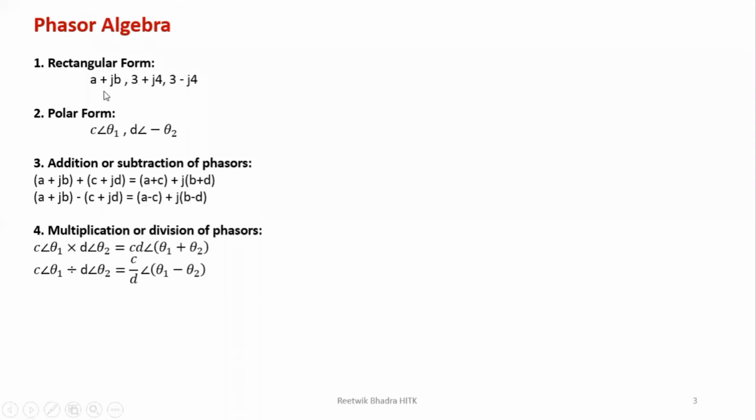So we have two forms over here, A plus JB, and another form we have C at an angle theta. Why these two forms are needed? Because you need some mathematics, you need to perform some phasor algebras. So if it is in this form, J form, you can do plus and minus. Direct plus, how you do? A plus C, and the real imaginary parts gets added, B plus D. If you do subtraction, it will be A minus C, B minus D.